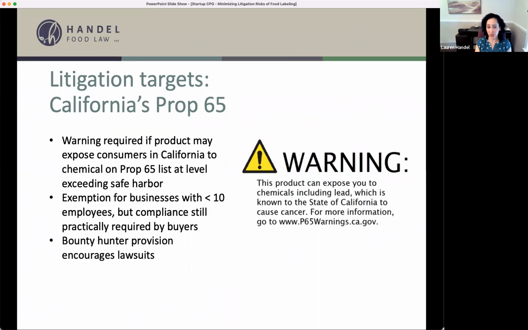And while there is an exemption if you're a very small business, if you have fewer than 10 employees, you're technically exempt from Prop 65. But if you're doing business with any larger distributors or retailers in California, look at the vendor terms that you have to agree to when you sell to them, because they will almost always require you to warrant that your product is compliant with Prop 65. So you might technically be exempt. Practically, you might be required to comply just to do business.